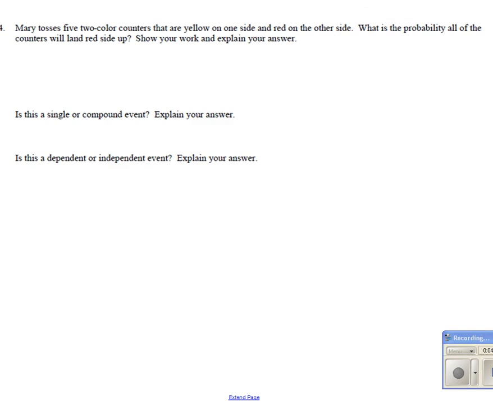All right, number 4. Mary tosses 5 two-color counters that are yellow on one side, red on the other. What's the probability all of them will land red side up? So what's the probability of the first one to land red? 1/2. What's the probability of the second one to land red? Still 1/2. How about the third one? 1/2.